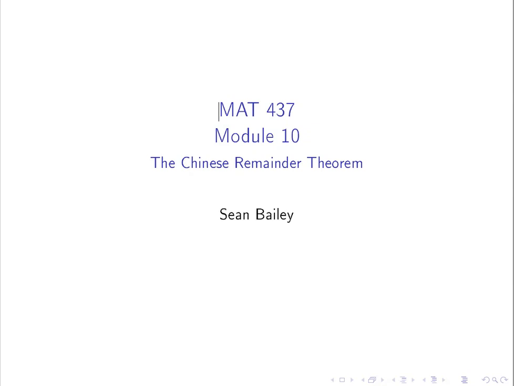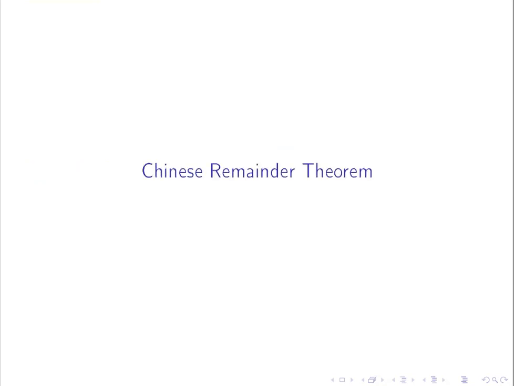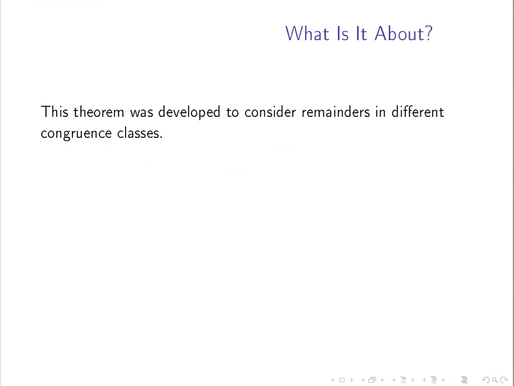So we're going to go over the Chinese remainder theorem. Now you'll notice this is going to take the Euclidean algorithm, it's going to take congruences, and it's going to combine all of them together. So all we're going to do is Chinese remainder theorem. To start off, I'm just going to start with a pattern. This theorem is about considering the remainders in different congruence classes, especially if we have 2 or 3.